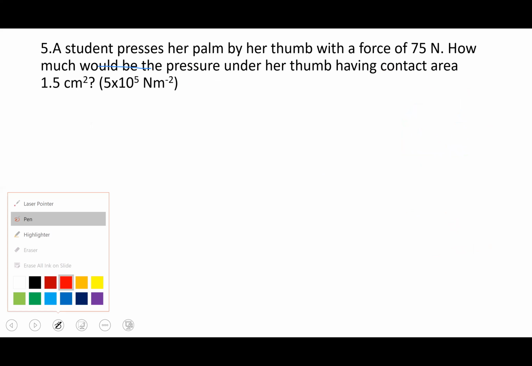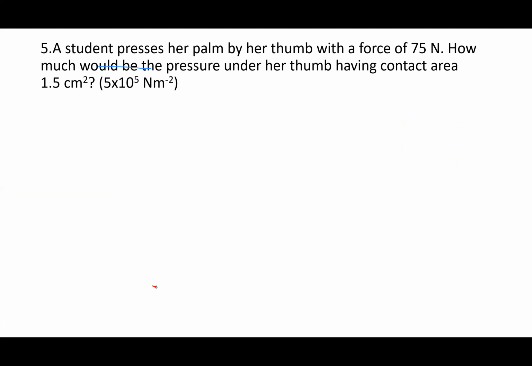Now, in this case, if we remove this one, now in this case it says a student presses her palm by a thumb with a force of 75 Newton. How much would be the pressure under the thumb having a contact area of 1.5 centimeter square?